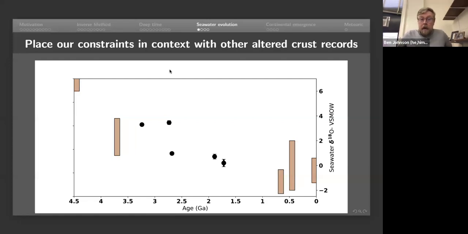And so we're maybe 4 per mil higher than that, which is a significant change in the δ18O value of seawater. And it decreased at some point during the late Archean into the Mesoproterozoic. I'll talk a little bit more about some potential mechanisms for that change in a few slides. But we can make these first order observations from this data.